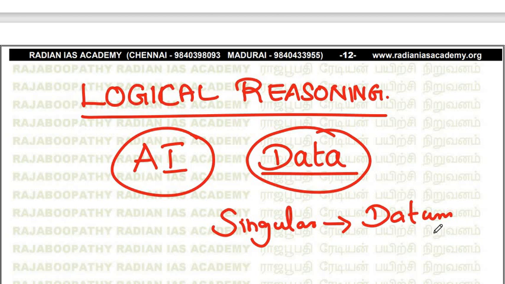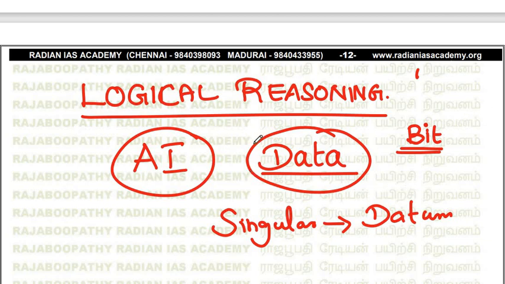Similarly, is byte singular or plural? Ramesh mentioned byte. Byte is a different word. Byte is not the singular of data. Is byte itself singular or plural? Byte is a plural. What is the singular? Bit. Normally the 8 bits are called 1 byte in computer science.